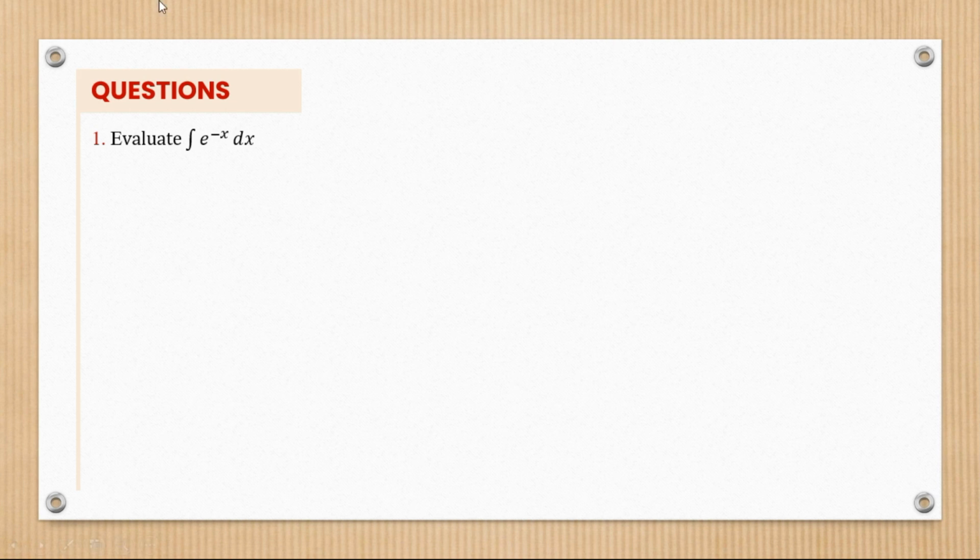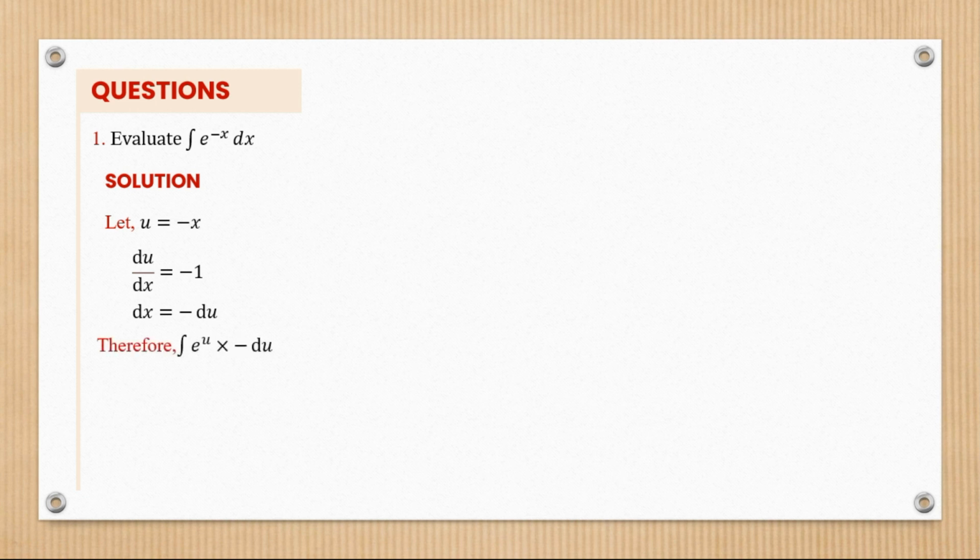Alright, so in question number 1, we're being asked to evaluate the integral of e to the power negative x dx. So we're being told to integrate that. How do we do that? In this case, we're going to make use of u-substitution. As we've learned in the former video, it is going to be very useful here. So we're going to let u be equal to negative x at the top. Therefore du/dx is equal to negative 1, and then dx shall be equal to negative du when you make dx the subject.